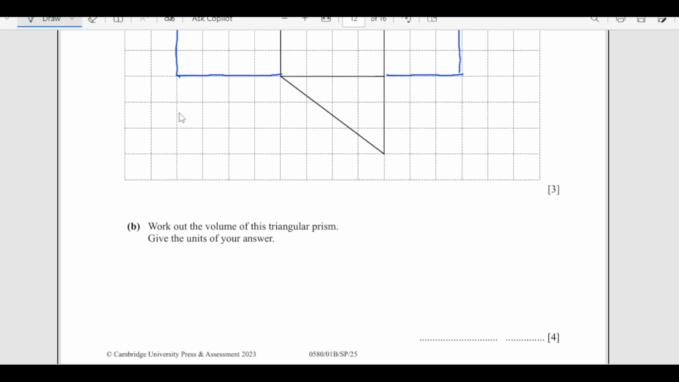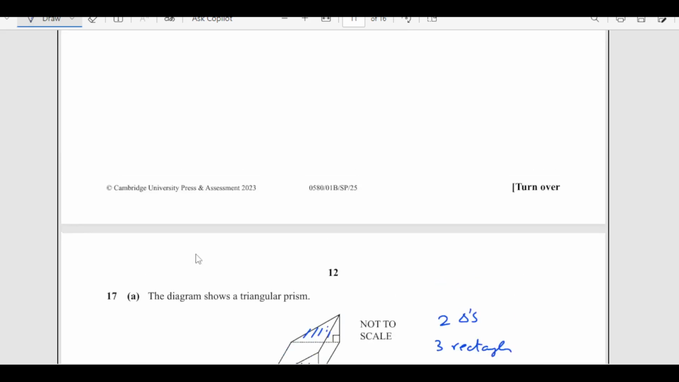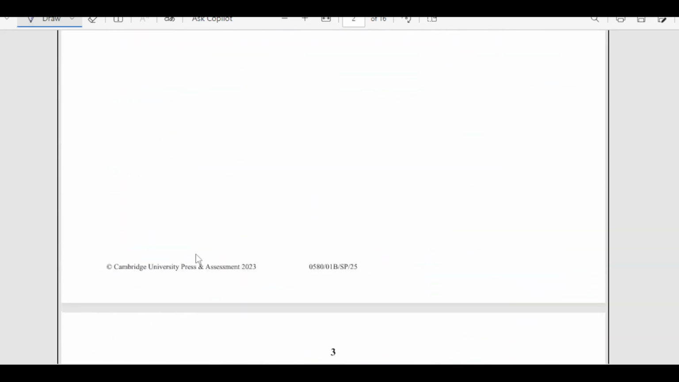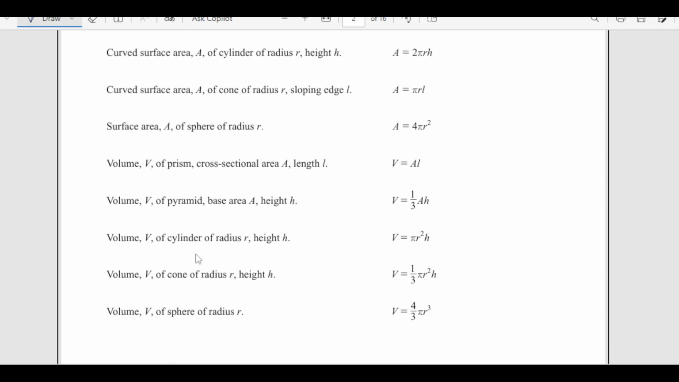Work out the volume of the triangular prism. So the volume of the triangular prism is going to be the area of cross section times length. Let me show you if we have this formula here. Let's see. Volume of the prism, where is it?